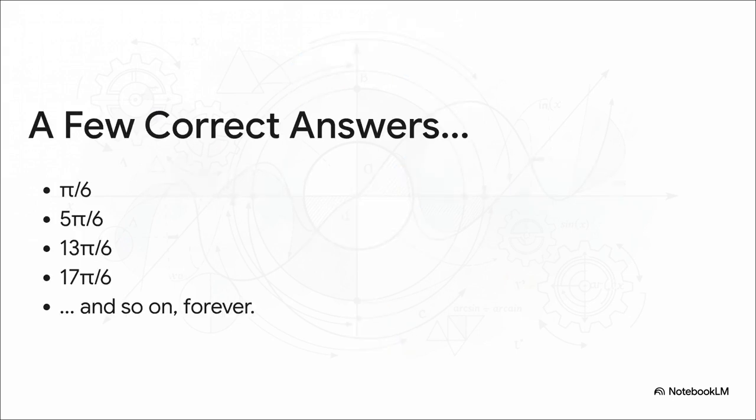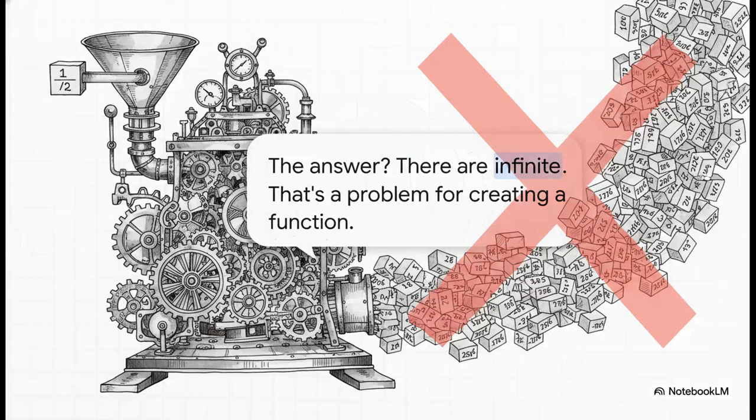Well, if you thought of pi over 6, hey, you're right, but get this, so is 5 pi over 6. And because that sine wave just keeps on going forever, 13 pi over 6 is also a correct answer. And 17 pi over 6? We could literally stand here all day and list correct answers. So what's the big deal? The big deal is that for one single question, we have an infinite number of correct answers.